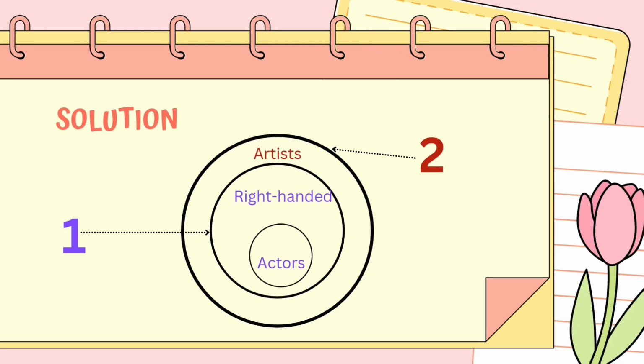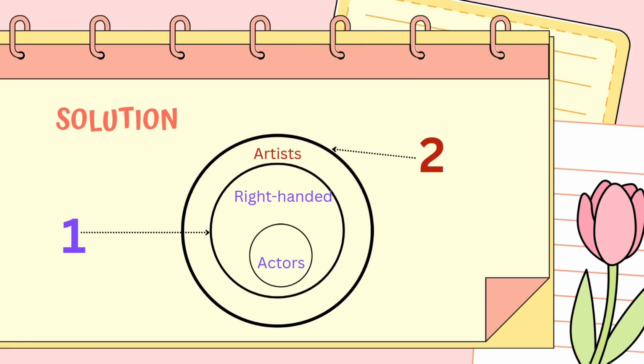For our first solution is, mag-draw tayo ng Venn diagram na right-handed, tapos ipapaloob natin doon yung actors. Kasi nga, since ang major premise is all actors are right-handed. And second step, yun na yung mag-draw tayo ng another big diagram na artist na nakapaloob na doon yung right-handed. Kasi ang sabi sa minor premise, all right-handed are artists. So, matik, ilalagay natin sa loob ng artist yung right-handed na which is nandoon yung actors.